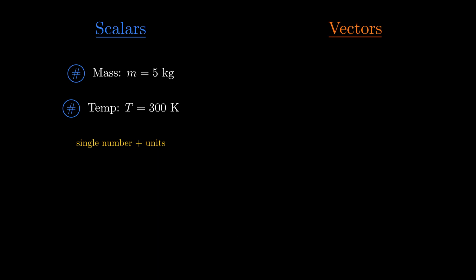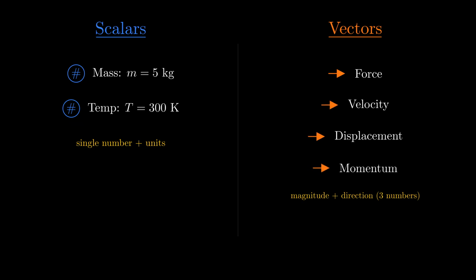Other quantities have both magnitude and direction. Force has a strength, and it points somewhere. In three-dimensional space, describing such a quantity takes three numbers. We call these vector quantities. Position, displacement, velocity, acceleration, force, and momentum are all vectors.